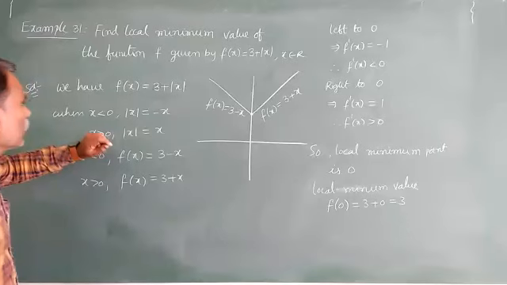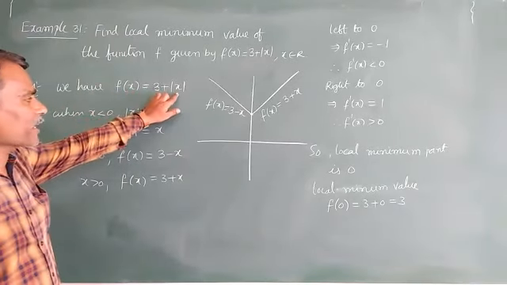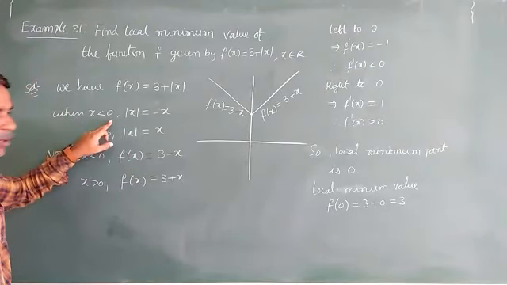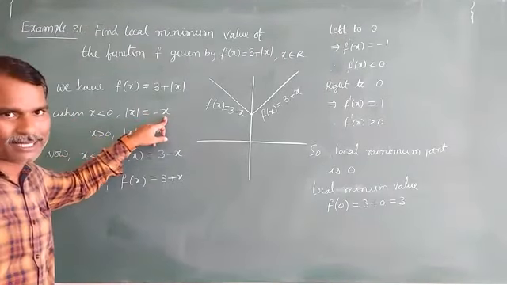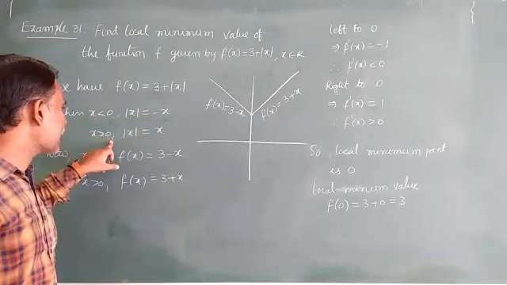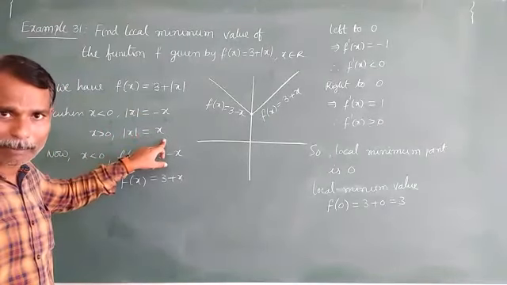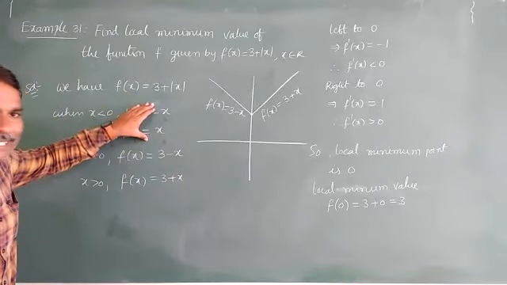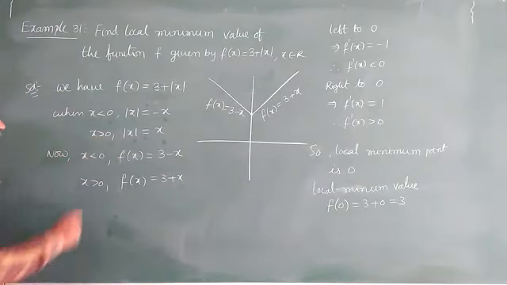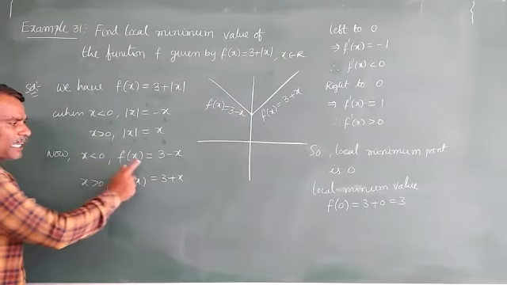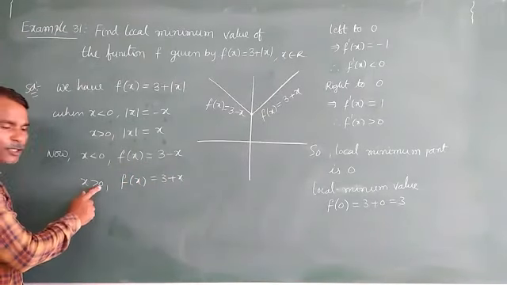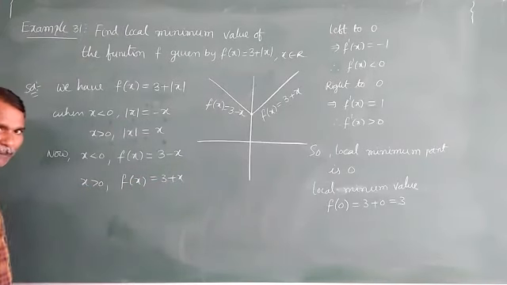So what do we know? 3 plus mod x means we have one condition. When x is less than 0, mod x behaves like minus x. When x is greater than 0, mod x behaves like plus x. By taking this condition, we write: x less than 0 means f of x behaves like 3 minus x, and x greater than 0 means f of x is equal to 3 plus x.